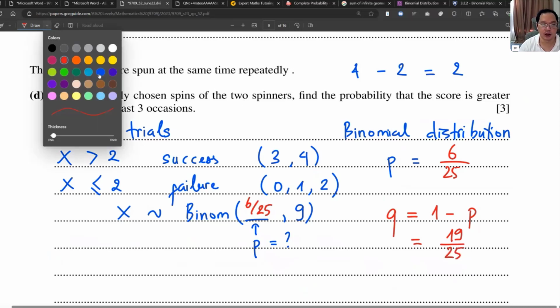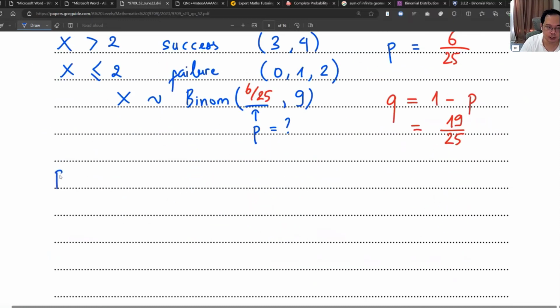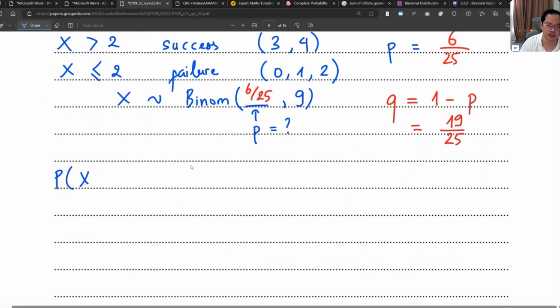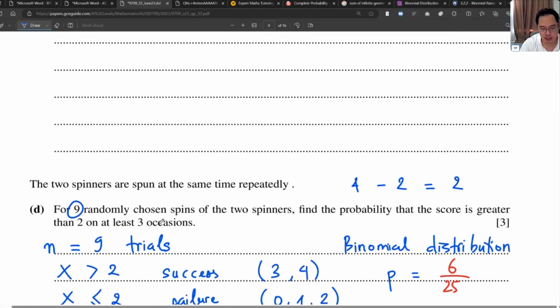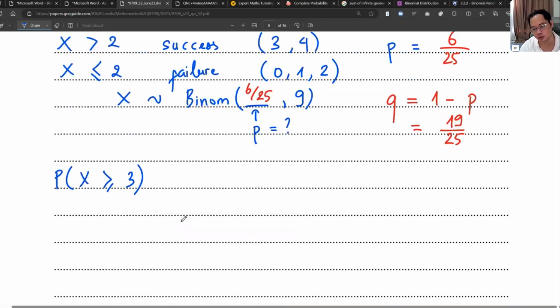So using the binomial distribution, we can calculate the probability of getting the score greater than 2, which is the success, in at least 3 occasions. At least 3 occasions, meaning it is greater than or equal to 3. At least 3 occasions among the 9 times we spin the spinners. So it means that among the 9 times we spin the spinner, we get 3 times the score 3 and 4, greater than 2.